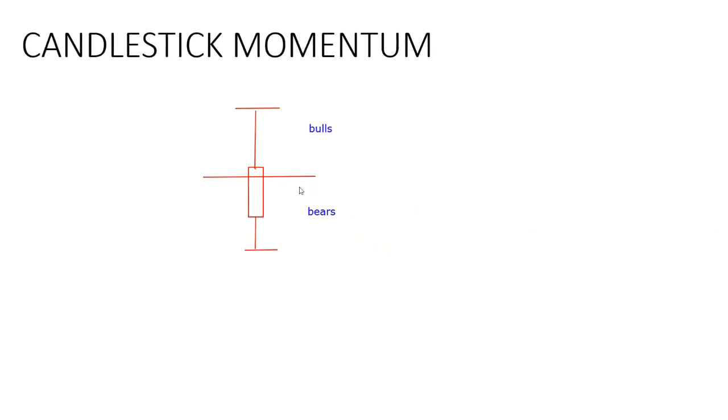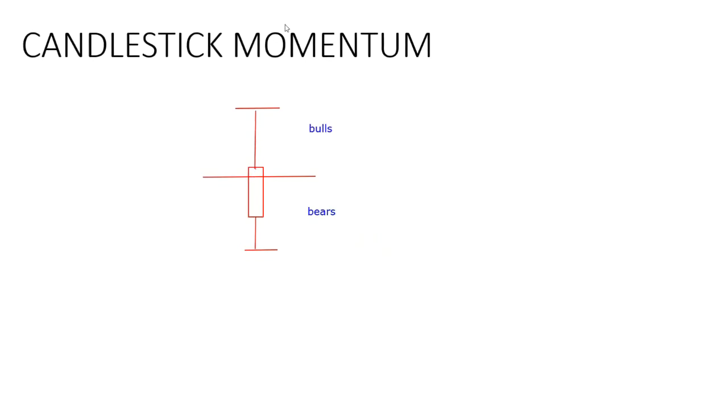Now, what the momentum actually means is that if price happens to close, the opening doesn't matter now, we're looking at the momentum. If price happens to close above the half of the specific candlestick in the specific time interval, it shows that the momentum is in the bulls momentum, meaning that if price opened here and closed here, the momentum is in the bulls.